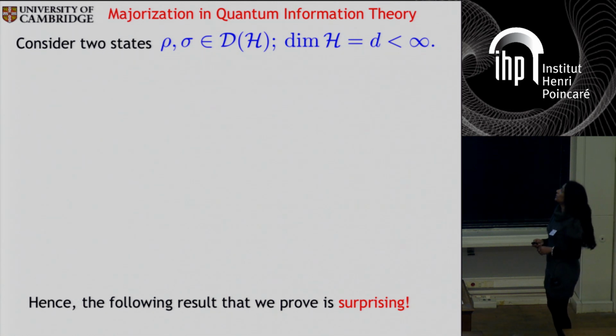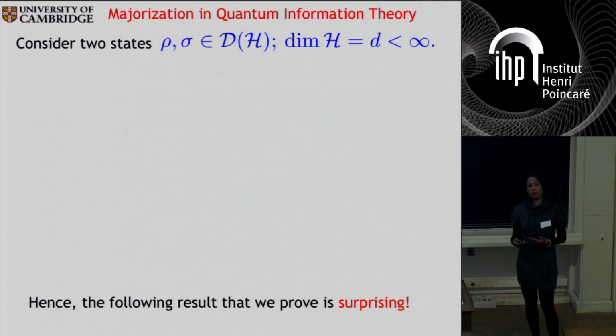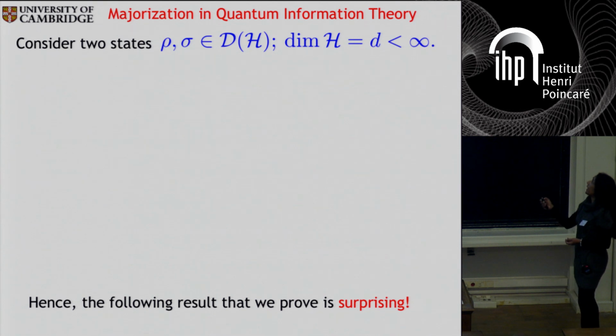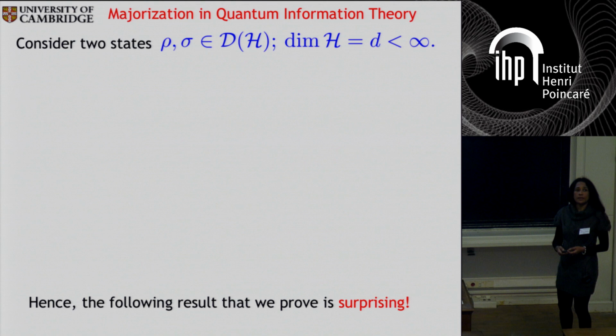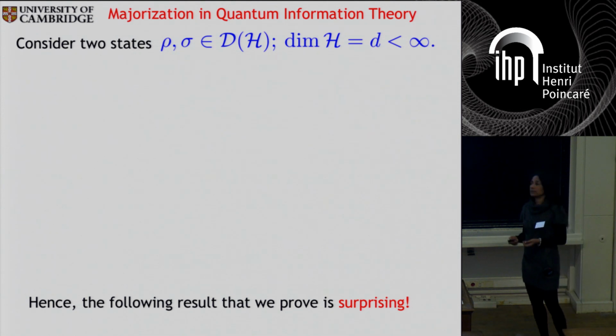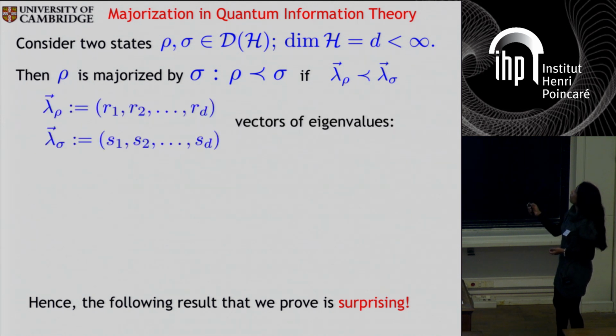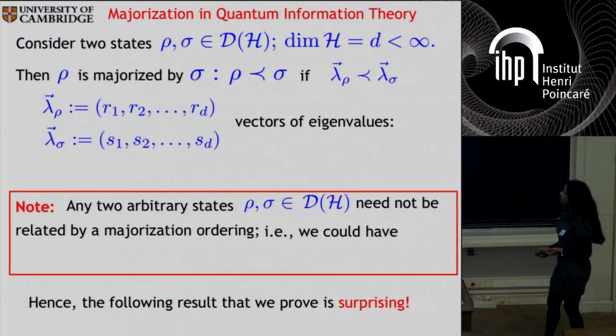Now let's look at majorization in the context of quantum information theory. We consider two states, rho and sigma, acting on a finite dimensional Hilbert space. Here, D(H) is the set of all density matrices acting on H. Then we say rho is majorized by sigma if the corresponding vectors of eigenvalues of rho and sigma satisfy this majorization relation.